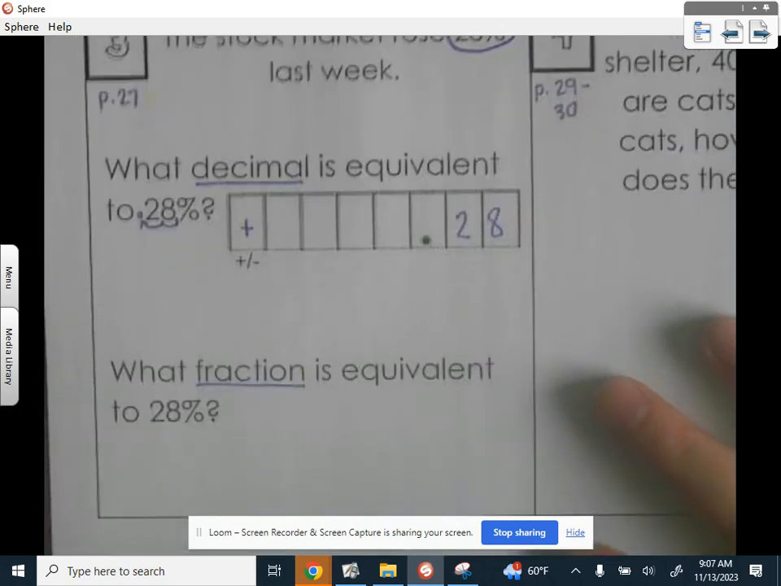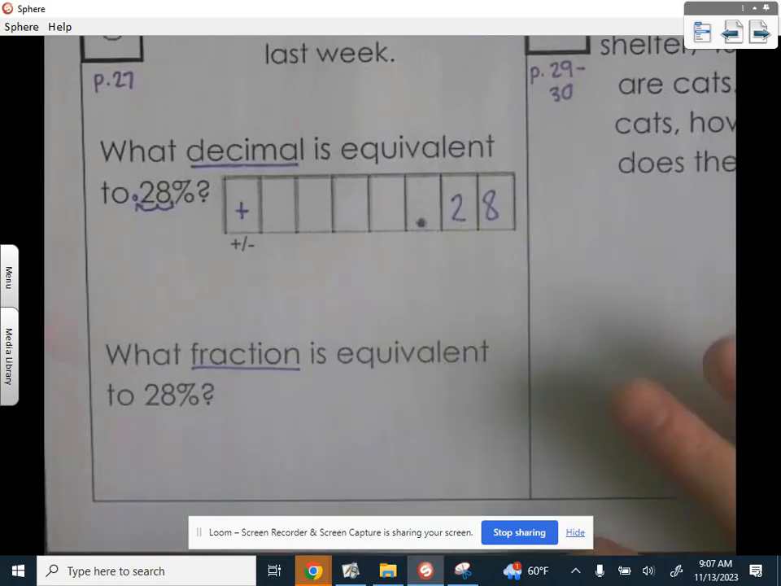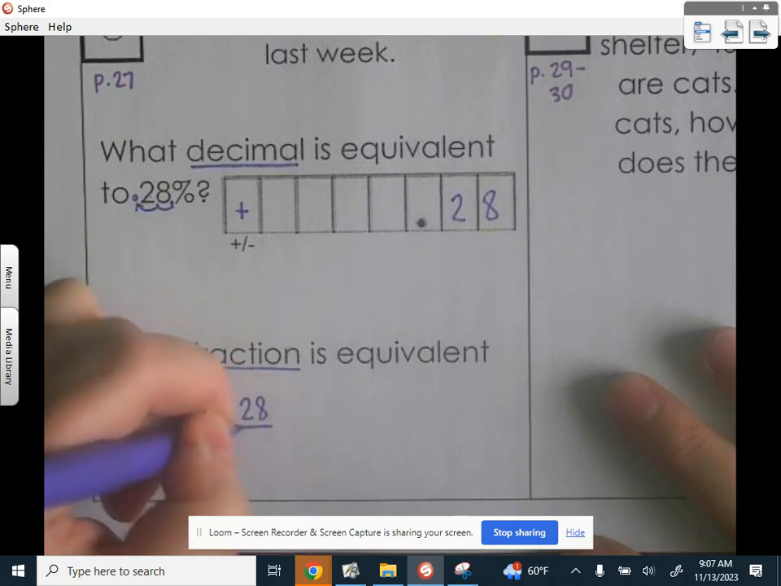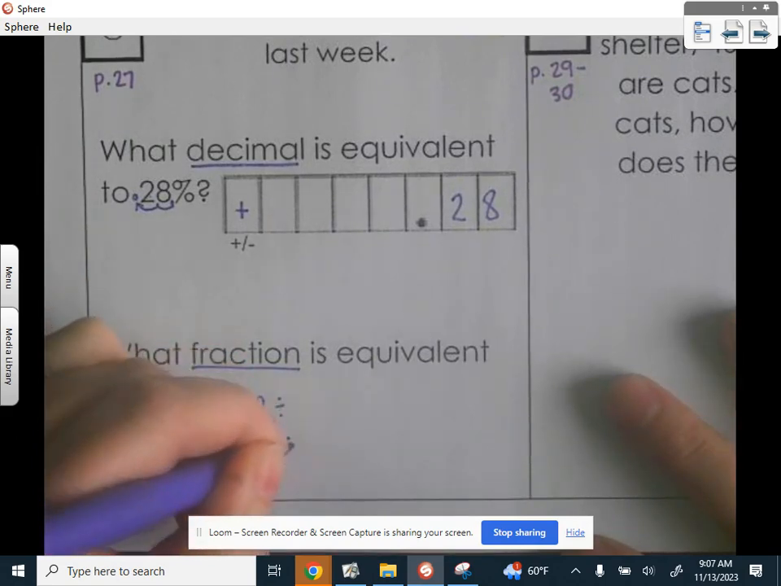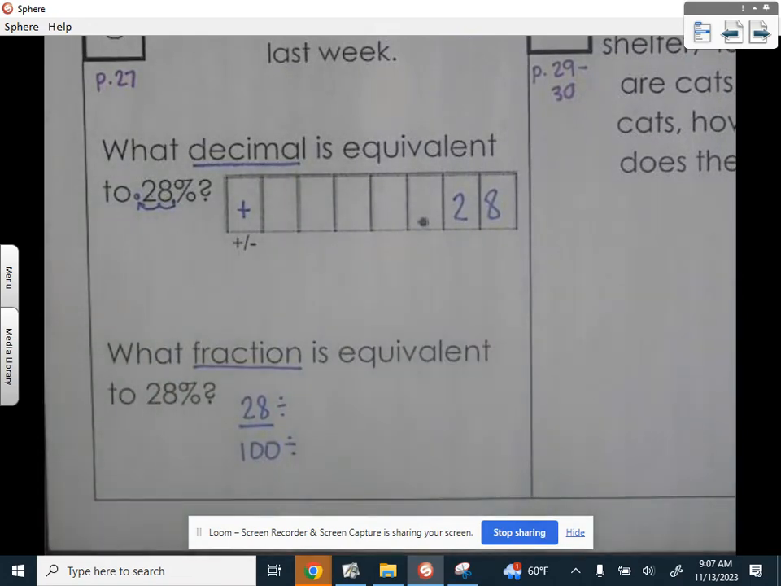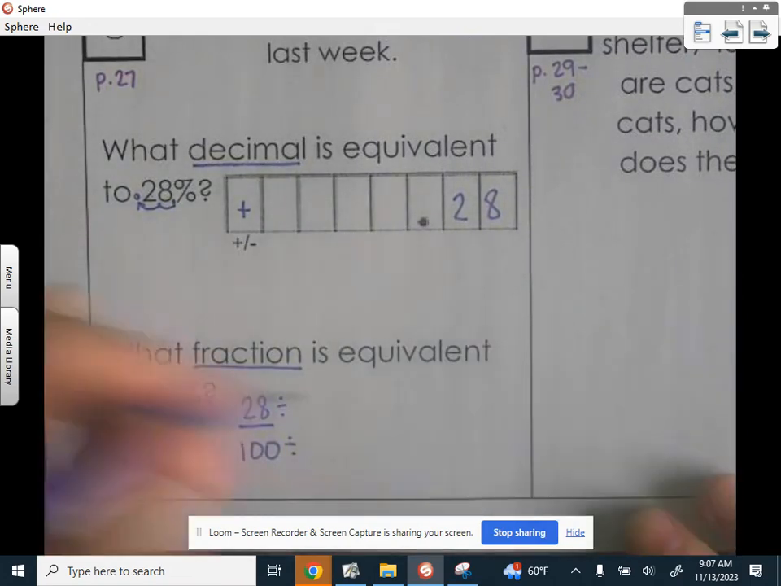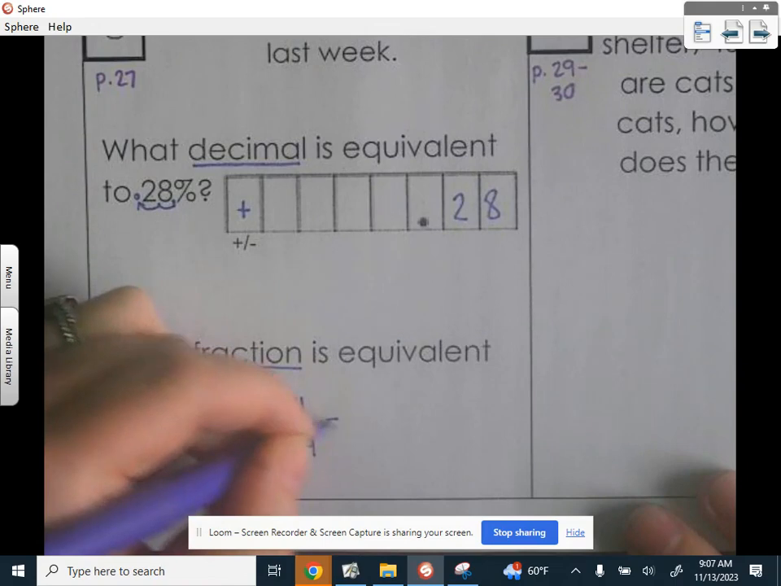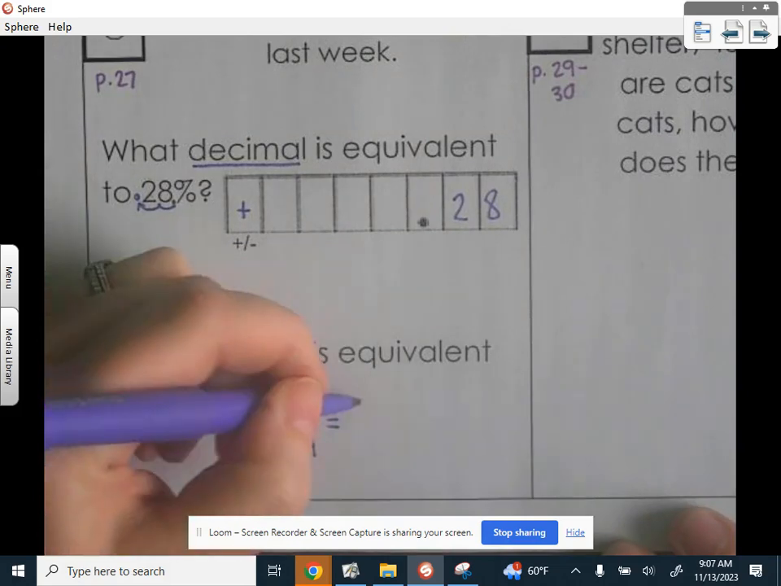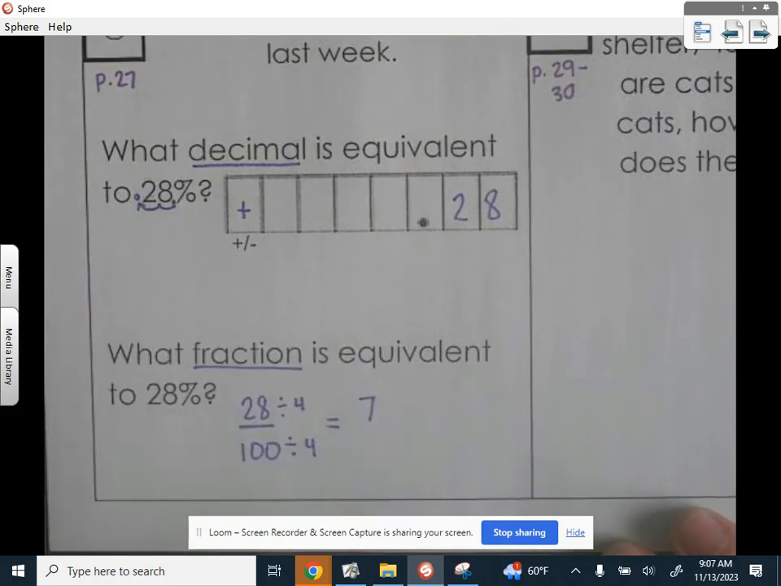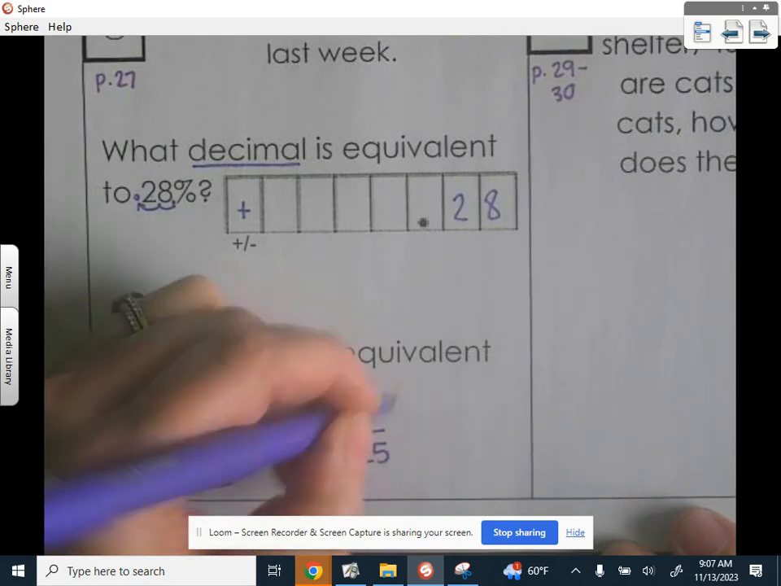And then for the fraction, remember, percent is always out of 100. So this is 28 out of 100, but we can't leave it like that. We have to remember that we always simplify in 6th grade if we can. And we can here, because both of these are divisible by 4. You also could have done 2 since they were even, but I know they're both divisible by 4, so I'm going to go ahead and save myself some time. 4 goes into 28 7 times, and 4 goes into 100 25 times. So that would be the fraction.